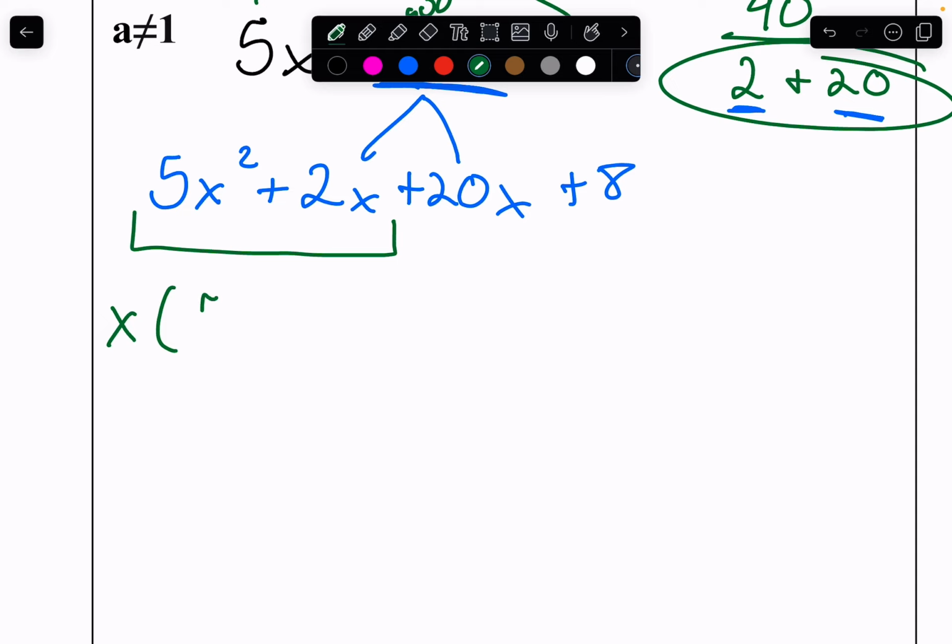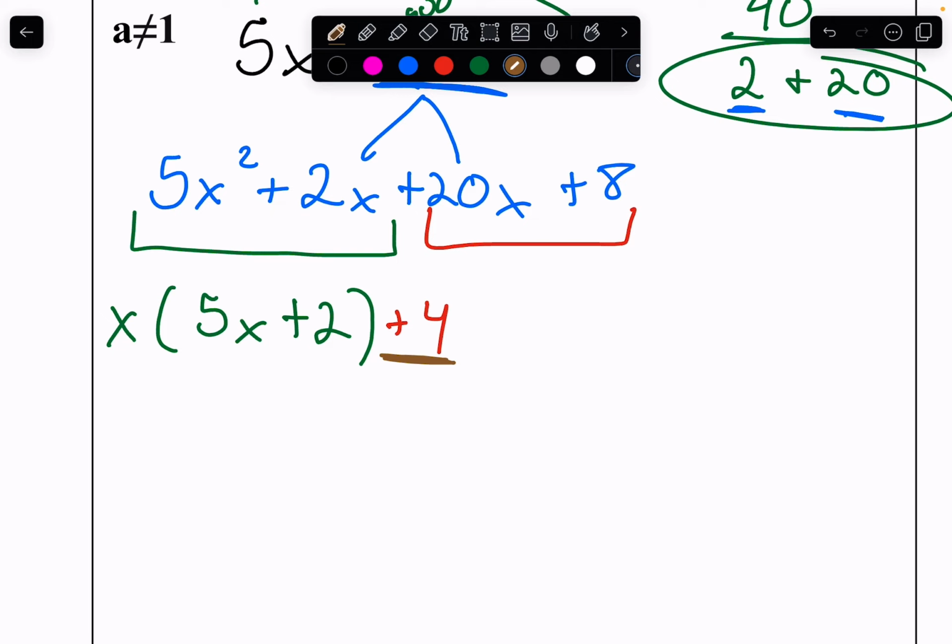So when I do that, I am left with 5x plus 2. All right. Then we're going to look at these two and take out a GCF there. So a 20 and an 8, I can take a 4 out. Now, one thing you want to be kind of aware of is when you're doing AC method, this guy always has to have a sign.